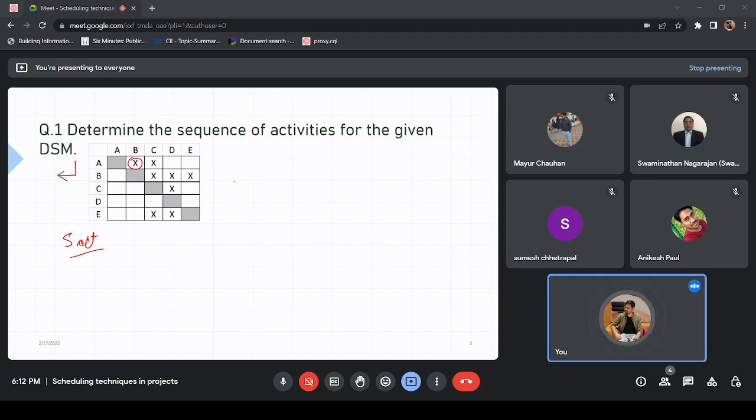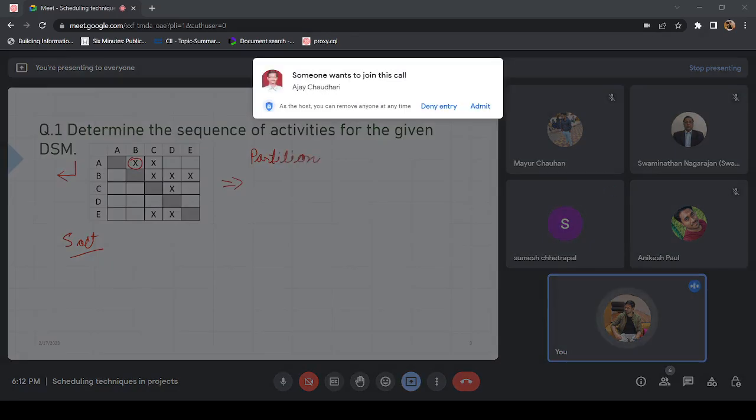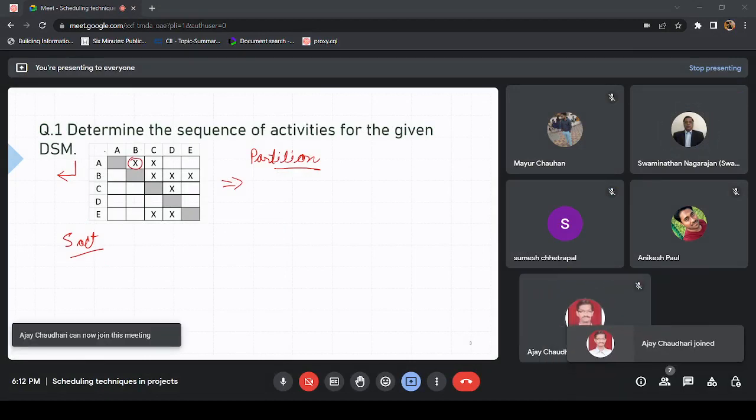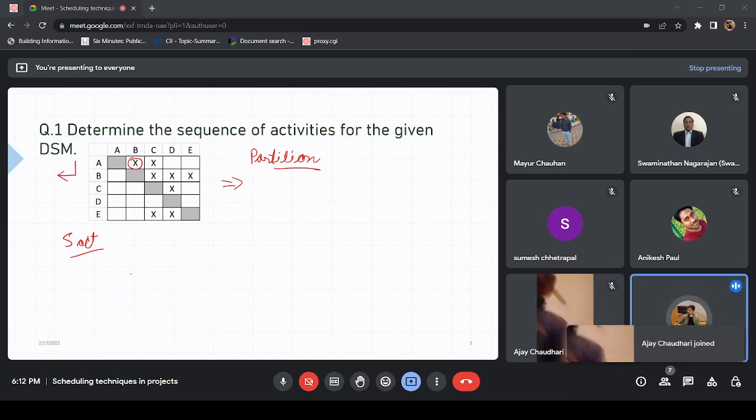One thing would be to start by partitioning it and knowing the sequence. This is what has been already done, but we will do it in reverse manner. Like we know what gives information to what, so let's try to plot it in form of what we have studied so far, and that is basically activity on node network. So let's try it.